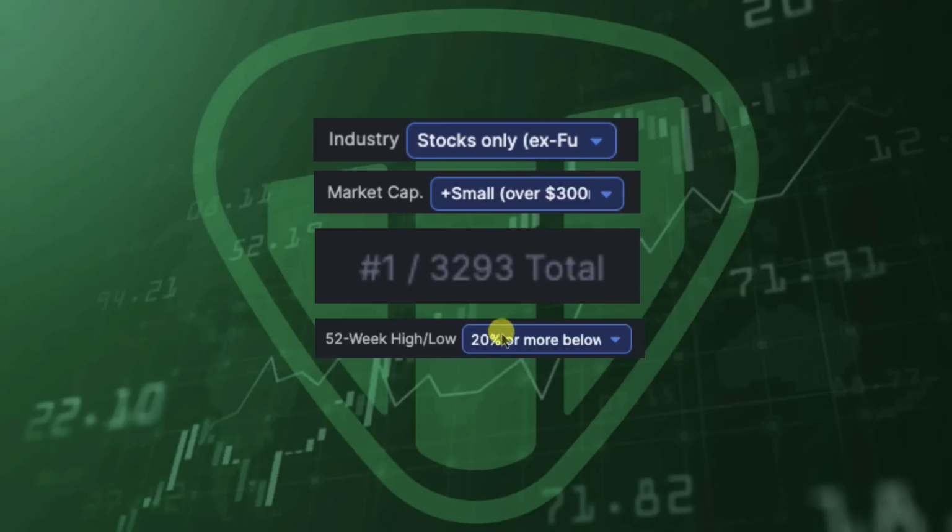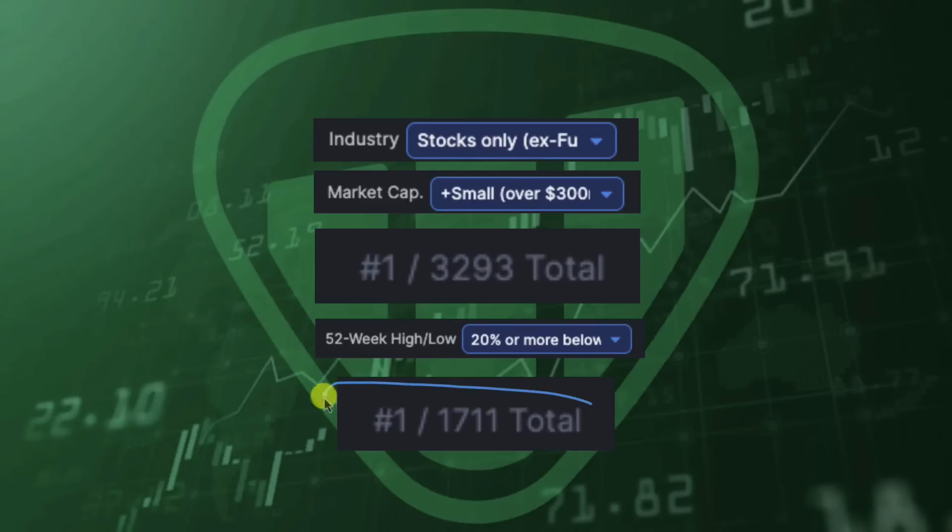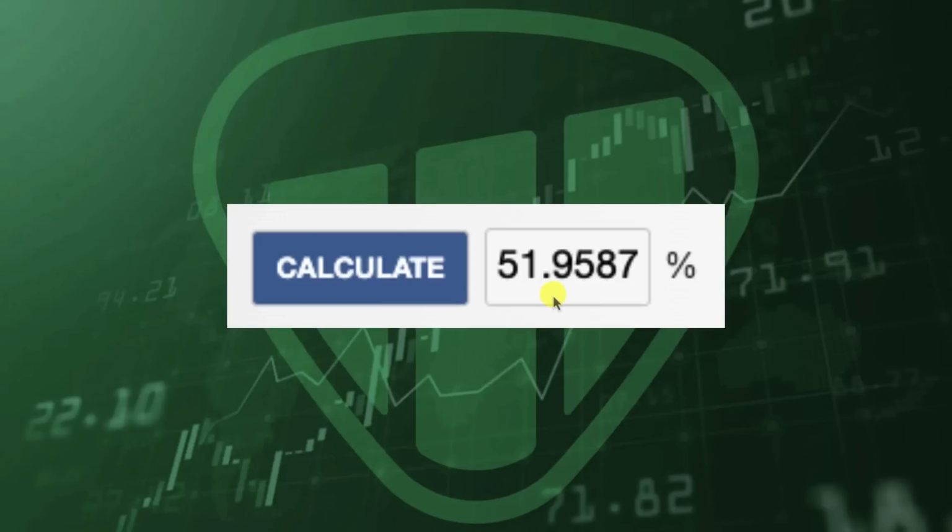So what happens here if I put a 52-week high-low reading and say I'm only looking for stocks that are 20% or more below the 52-week high? Take a look. You then get a total amount of stocks. It goes from 3,300 down to about 1,700. So what's the quick back-of-the-envelope math here? It's telling us that over 50% of those stocks are in quote unquote bear market territory. All right. Over half the stocks are 20% or more below their 52-week highs.